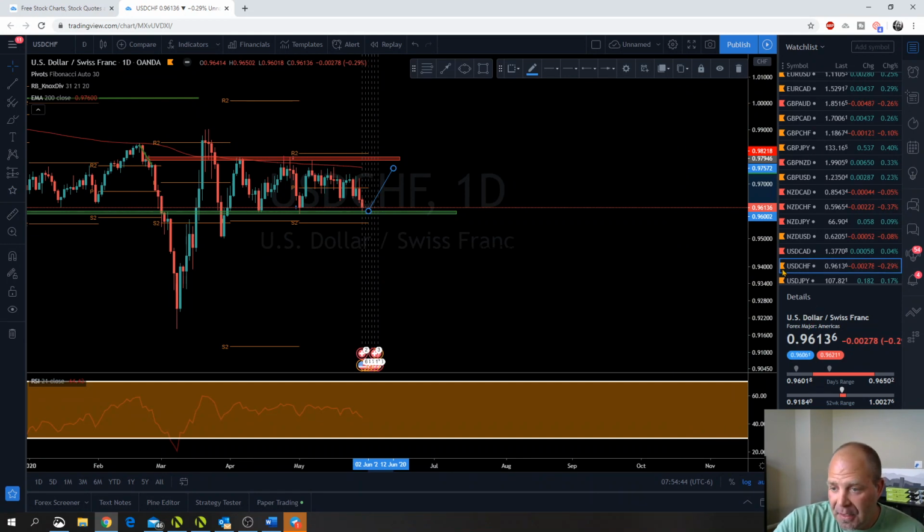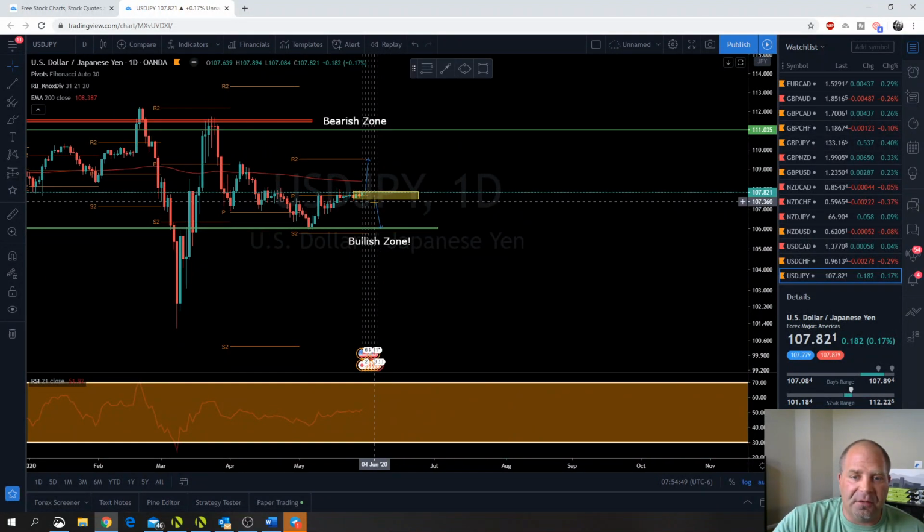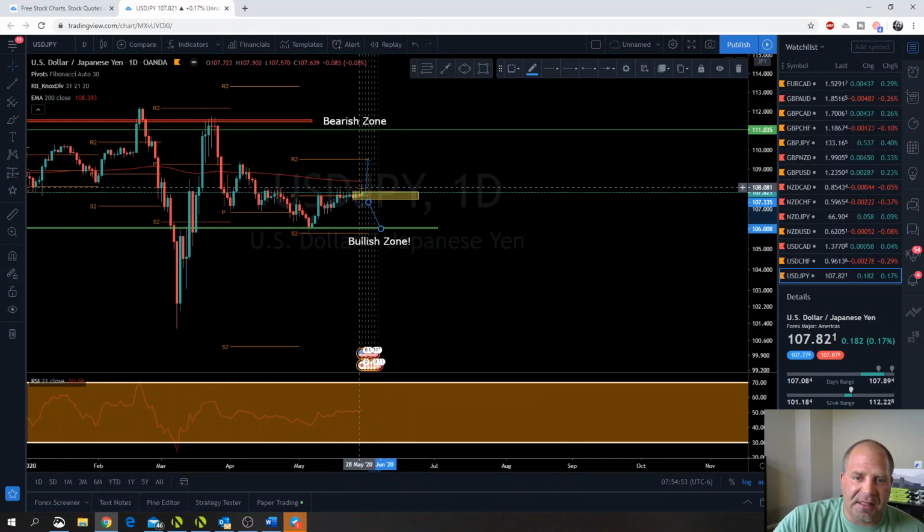I'm just telling you. US JPY, we're right in our make or break zone. So look for price to either break below. I like it down to this level. If we break solidly high, I like it up to R2, possibly up to the bearish zone.